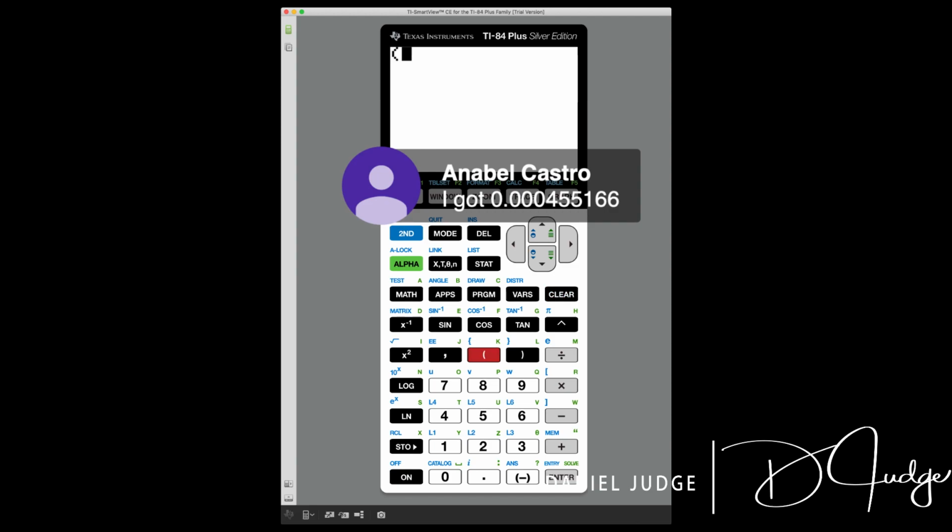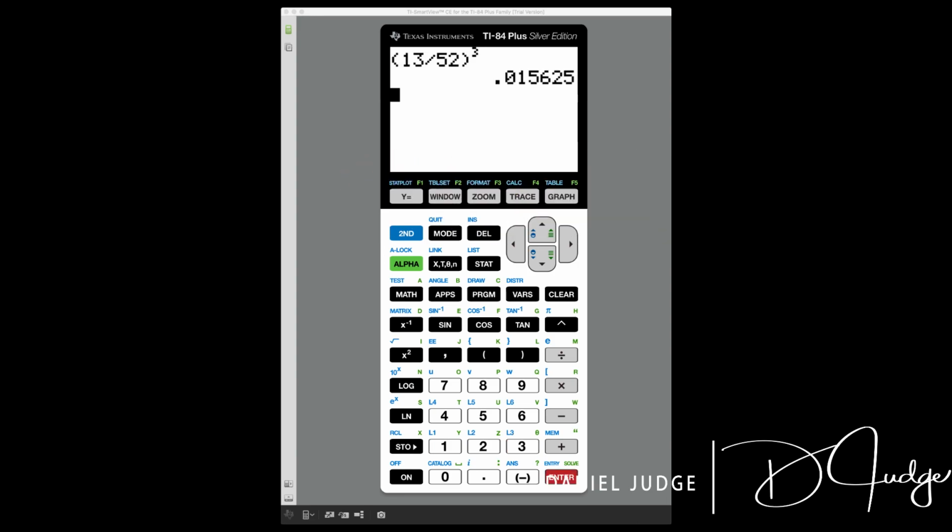We can put 13 out of 52 and raise that to the third power. Okay, and we know what that equals. Or we can raise 1 divided by 4, and then we raise that to the third power. And what do you get? So notice, you get the same thing, right? So notice this is not in scientific notation anymore, right? We got 0.015625.